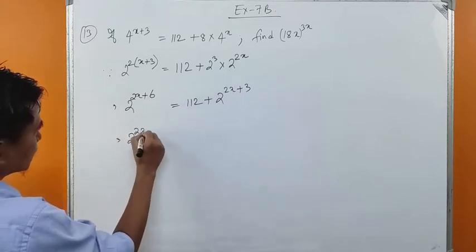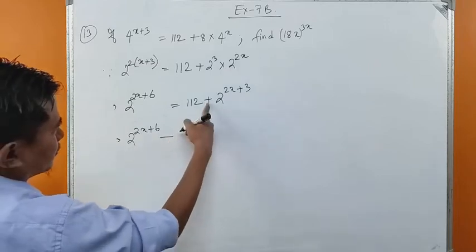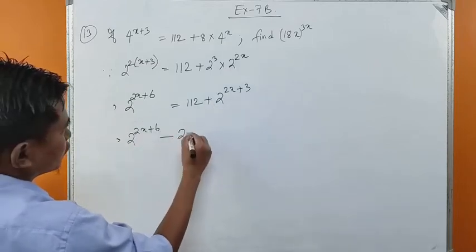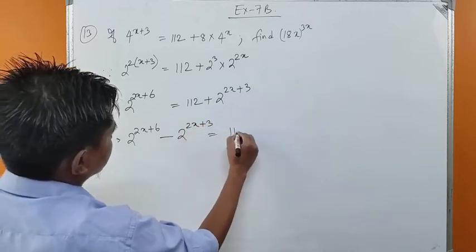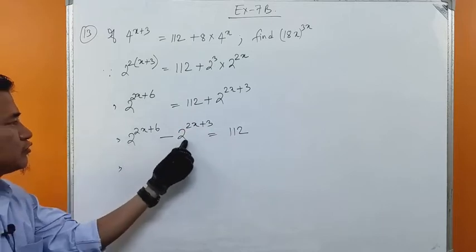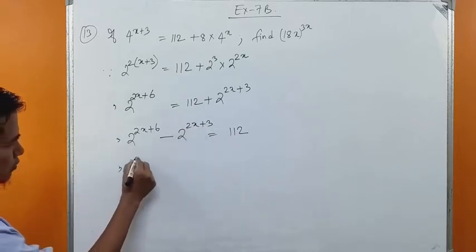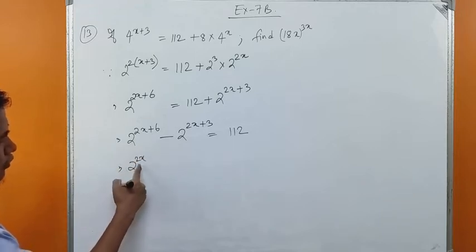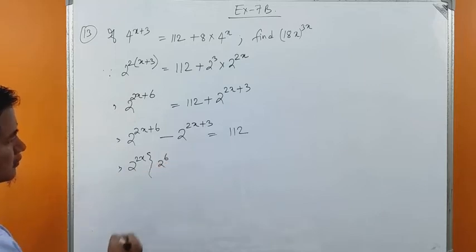2 to the power 2x plus 6, we already have this number here, minus this plus number becomes minus 2 to the power 2x plus 3 equals 112, or 2 to the power 2x, 2 to the power 2x, isn't it? Let's take 2 to the power 2x common. We have 2 to the power 6, isn't it?